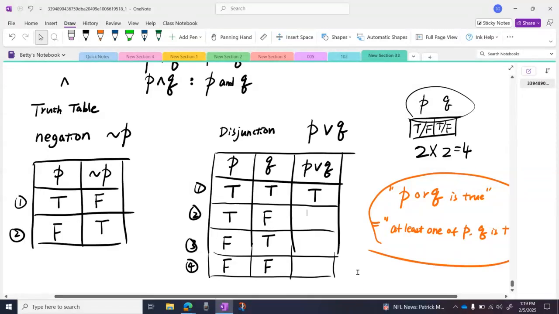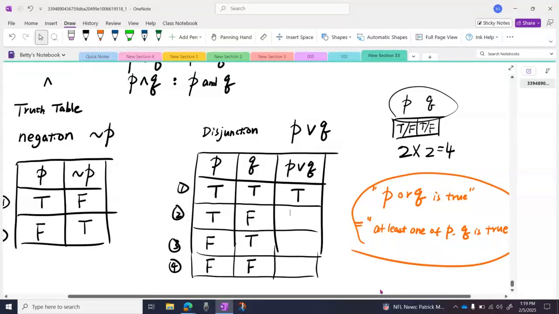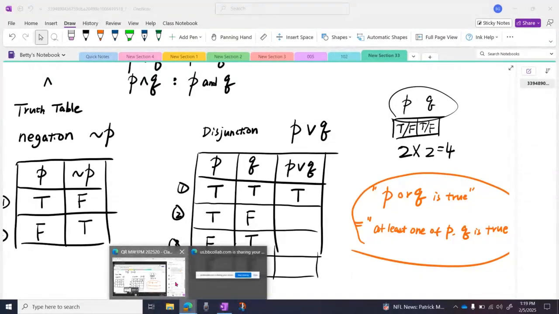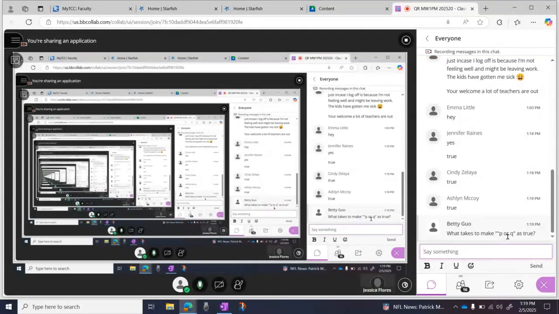Anybody want to say something? I want to ask you a question, guys. Let me type the question in the chat. My question here is, what does it take to make P or Q true? In order for the statement P or Q to be true, what does it take?